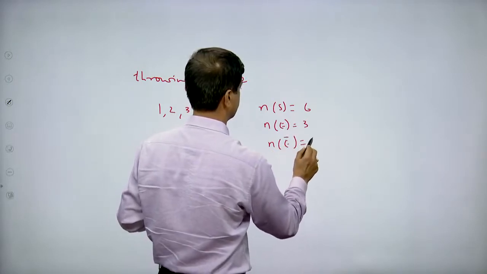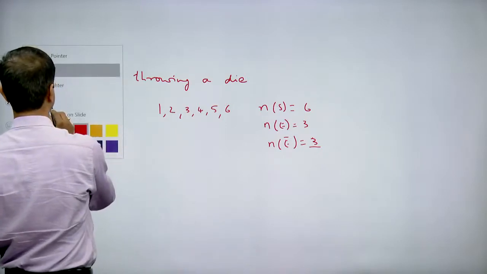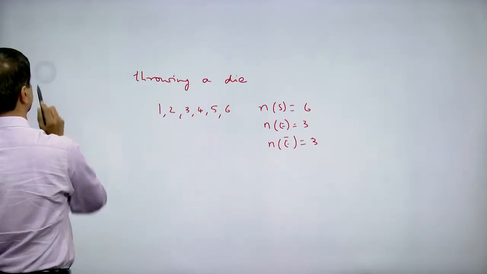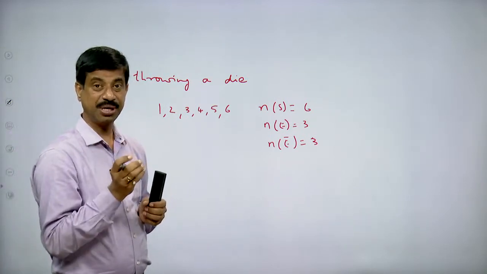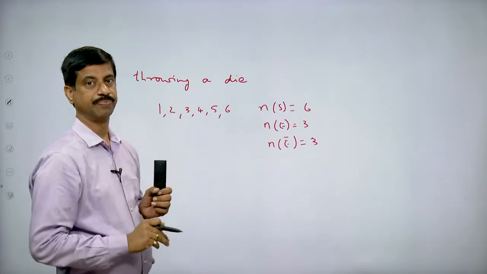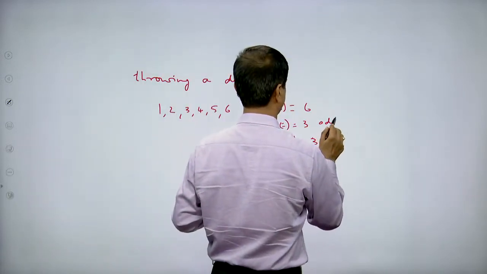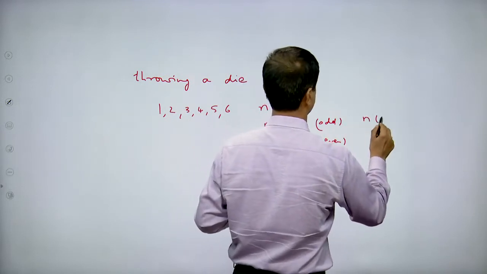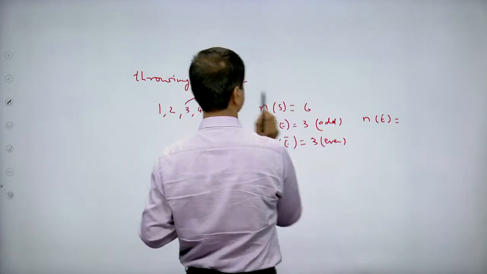Number of non-favorable events is 3, because even number is non-favorable. Therefore, that's 3 again. Right? Let us say the favorable event is multiple of 3. So n of E is what? This is odd, this is even. N of E is 3 and 6, that is 2.